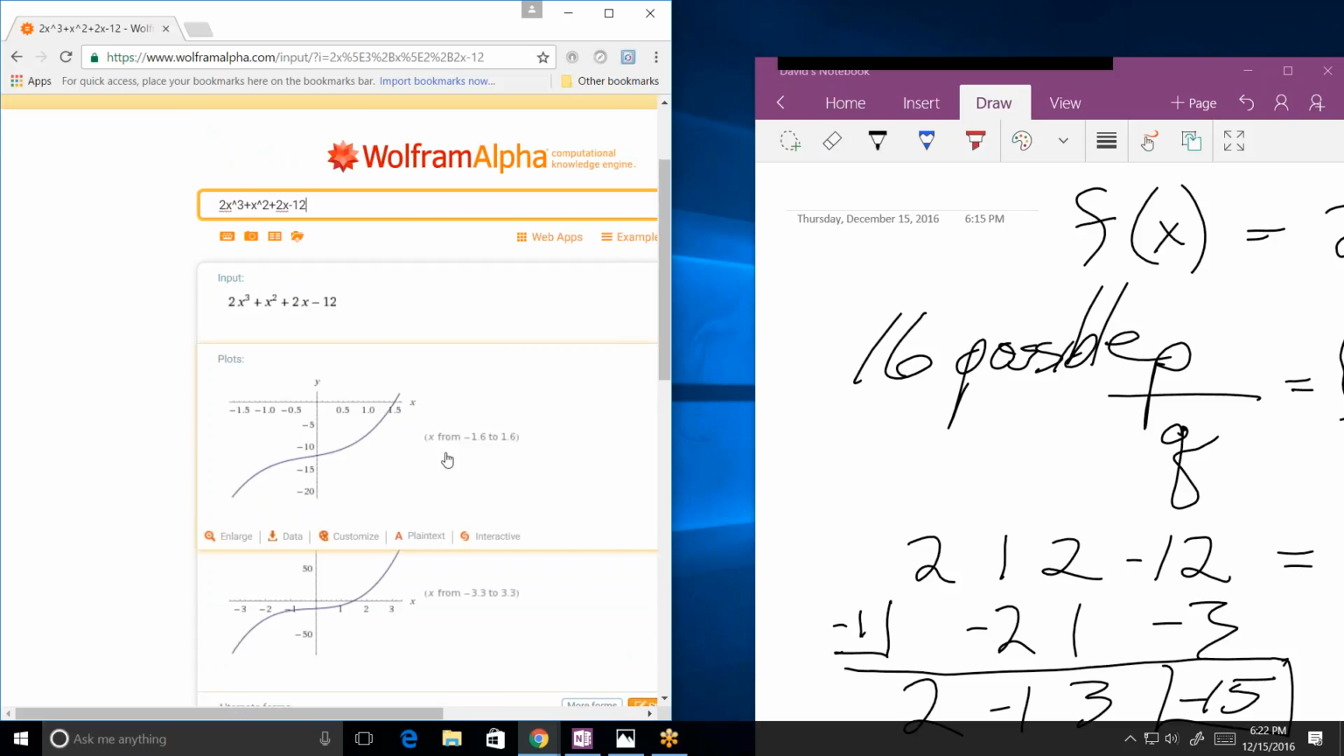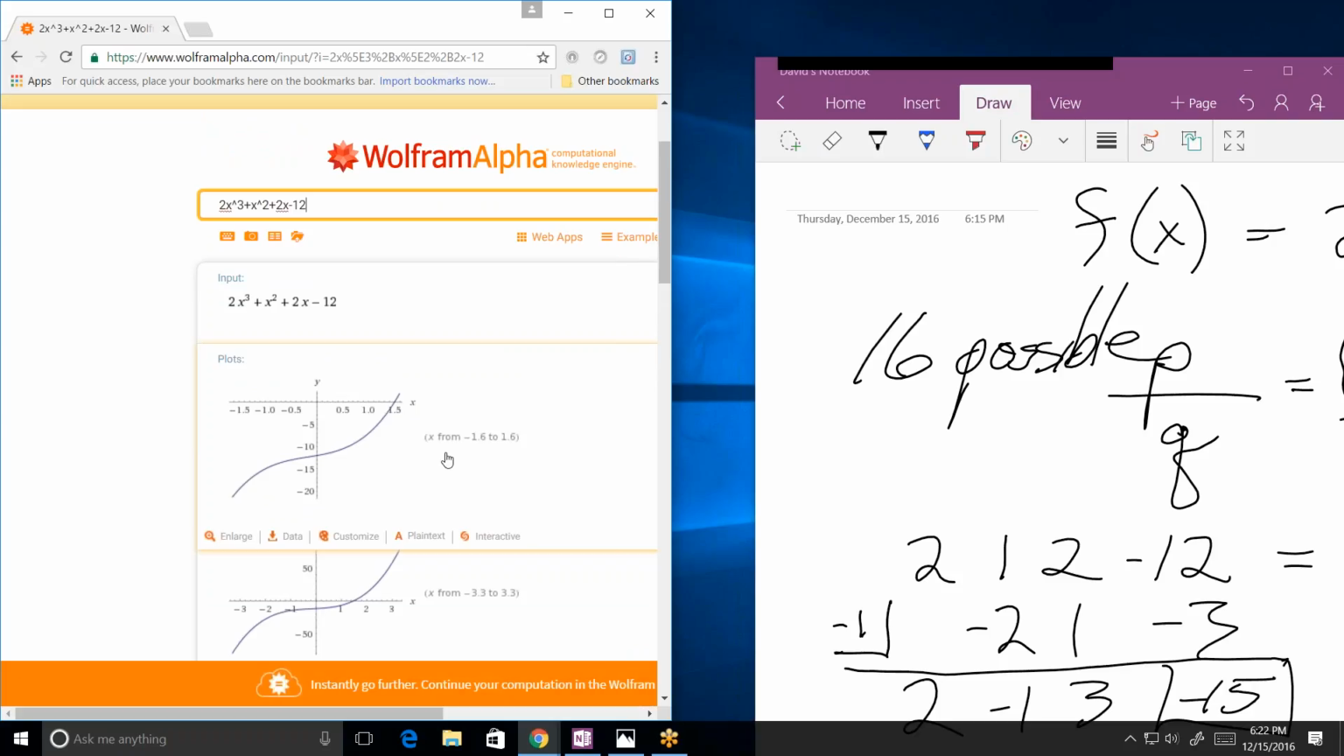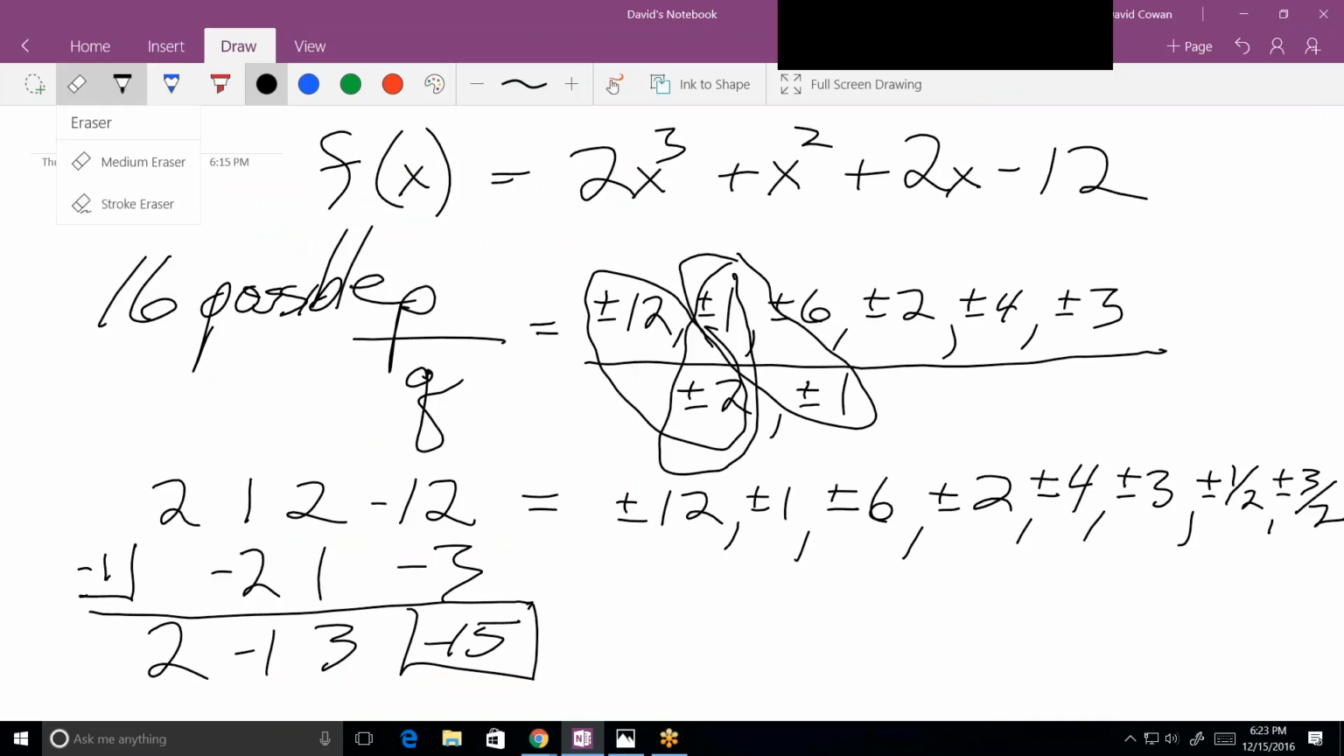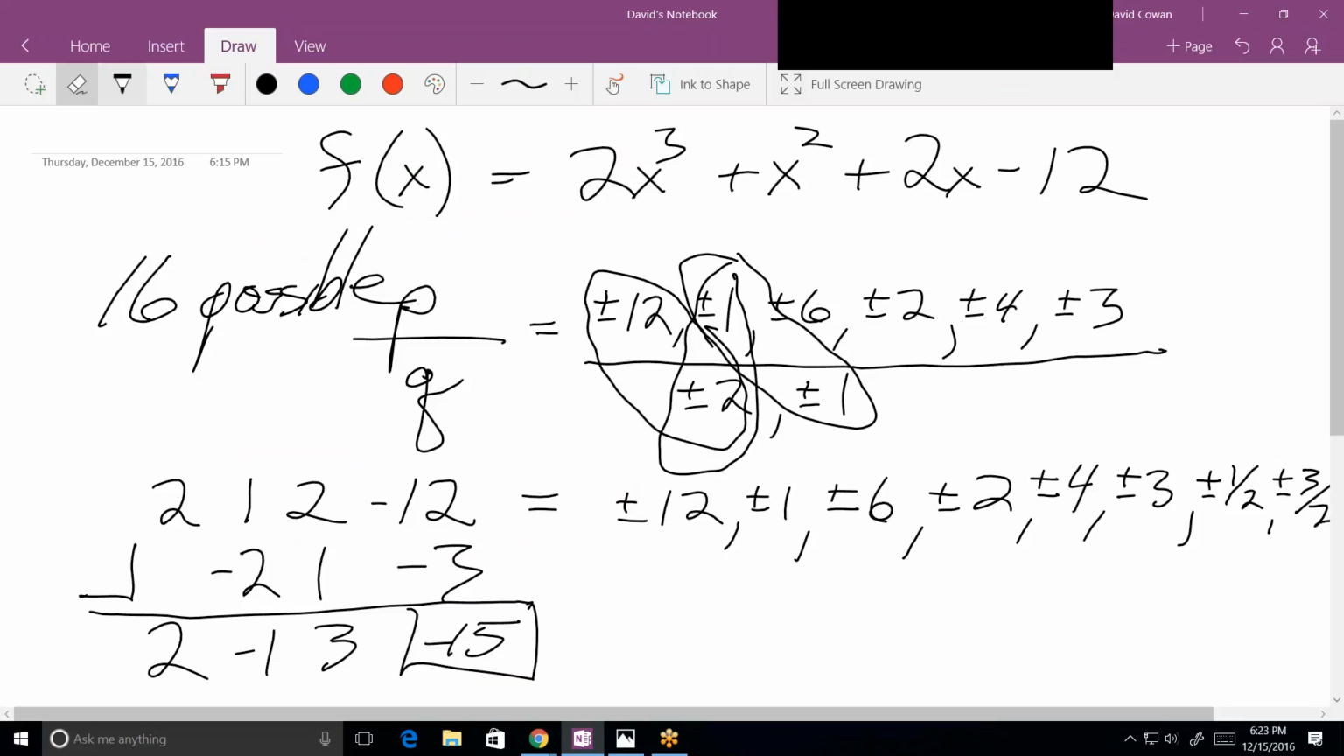Now, I know you're not really allowed to use a calculator to do this, but if you were, this shows us where that 0 is. Right there. At 1.5, which was on my list, remember? Plus 3 halves. That's a possibility. Well, if plus 3 halves is the 0, then if I synthetically divide this by plus 3 halves, I'm going to get a 0 remainder. Well, let's see if I do.